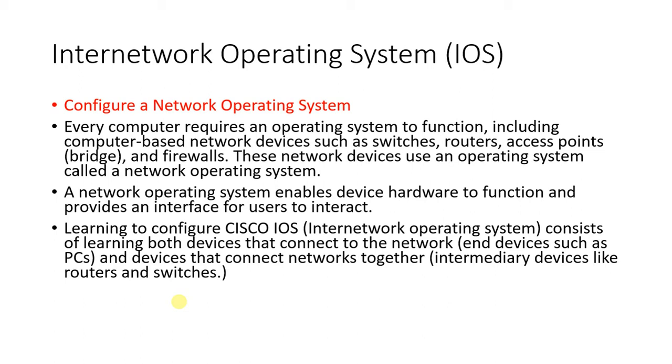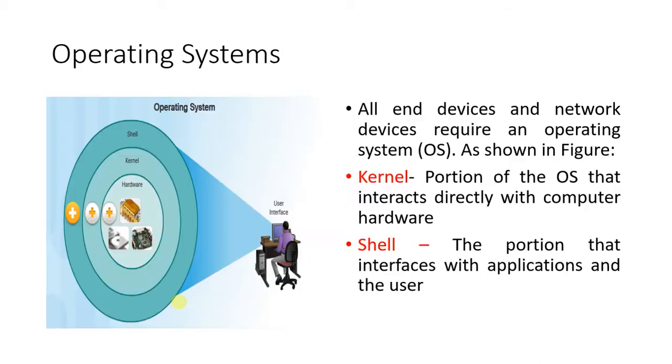So today we'll be learning the Cisco Internetwork Operating System, which involves learning both the devices that connect to the network as well as the devices that connect networks together. We have end devices such as PCs, printers, etc. Those devices also use an operating system, and there are intermediary devices like routers and switches in our network. How to configure routers and switches, that also we will be learning.